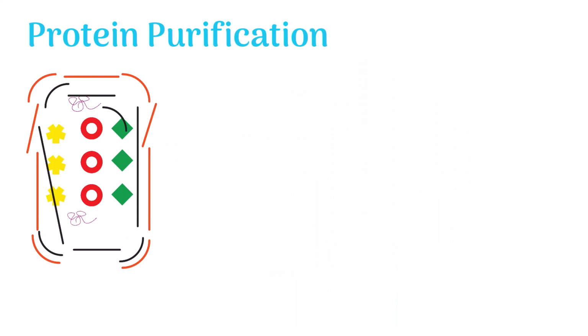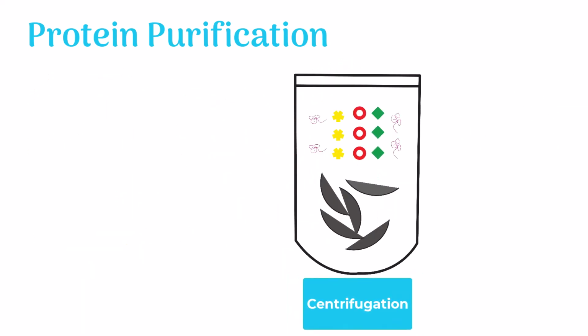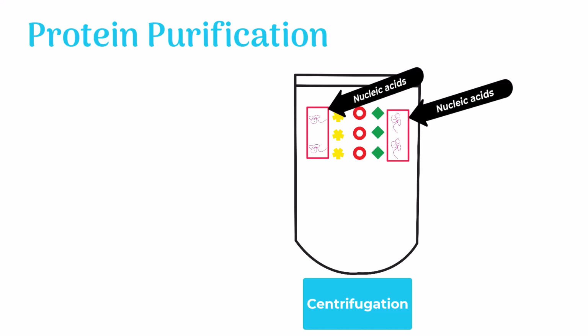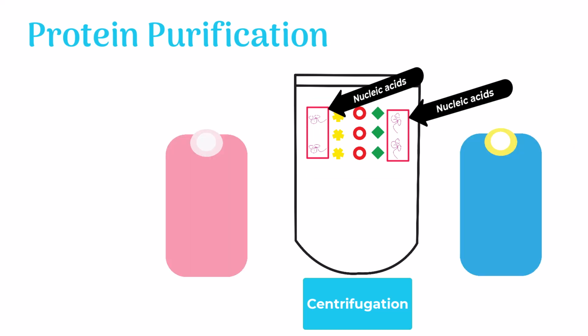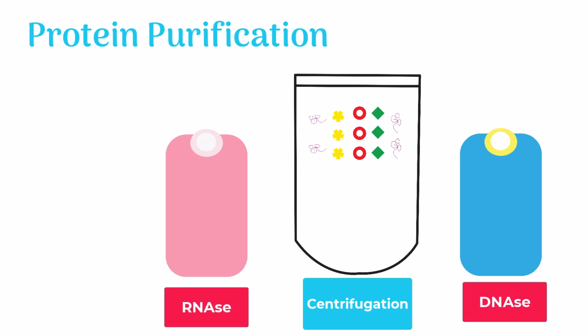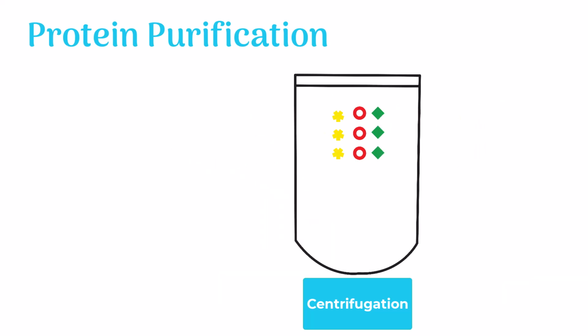Now the cell debris can be removed by centrifugation. We employ centrifugation to remove cell debris from the solution. The supernatant contains proteins along with nucleic acids. To separate proteins from these nucleic acids, we use particular enzymes. These enzymes are called DNases and RNases. These enzymes gobble the DNA and RNA molecules. So the remaining mixture contains only proteins now.